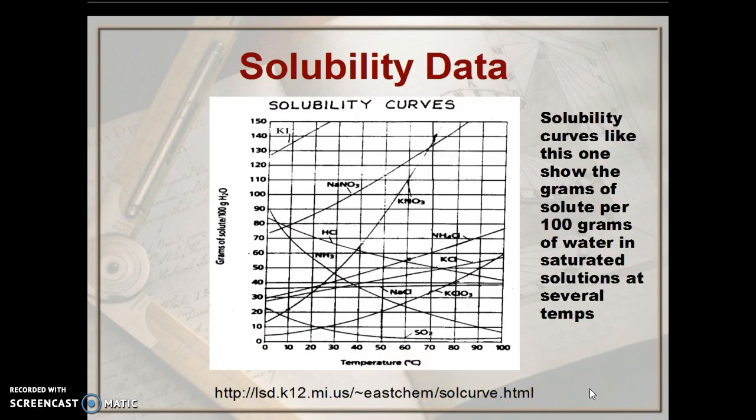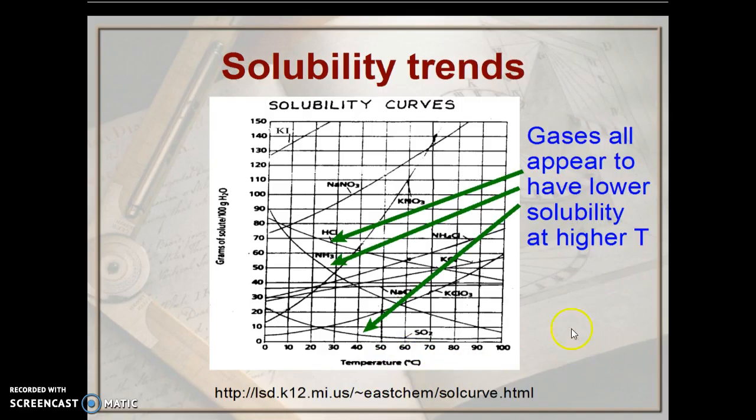Going back to solids, here are what we call solubility curves. This is a very famous drawing. I've seen it for decades. This shows the grams of solute per 100 grams of water at various temperatures. And you can see the gases all seem to have lower solubility at high temperatures. The solids, almost all of them, have a positively curving graph. In fact, you could read the temperature and saturated amount of solute in 100 grams right from the graph.